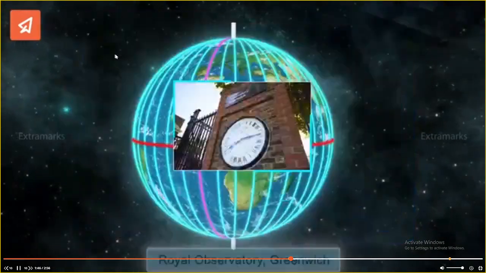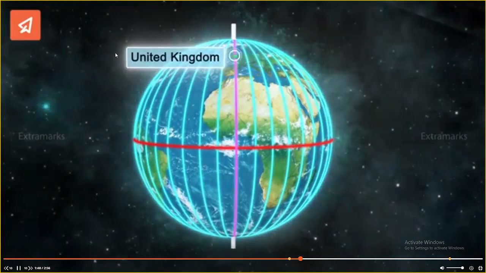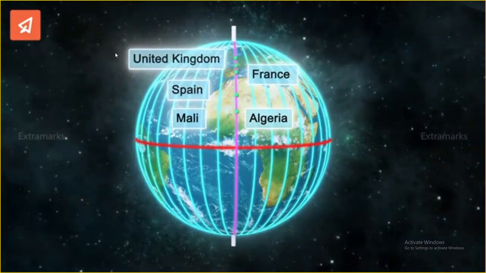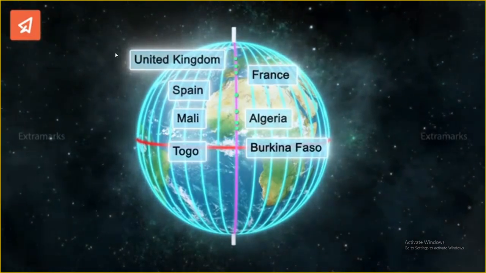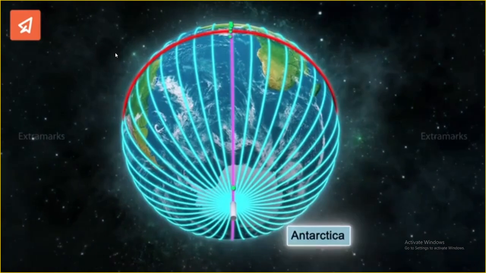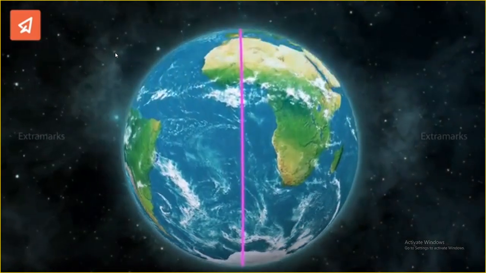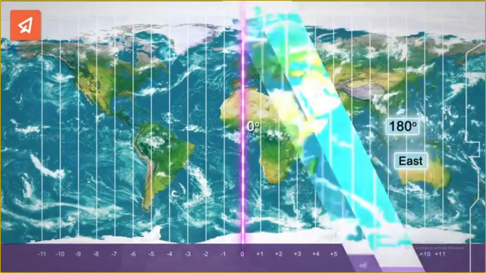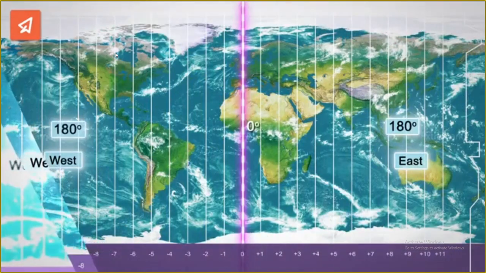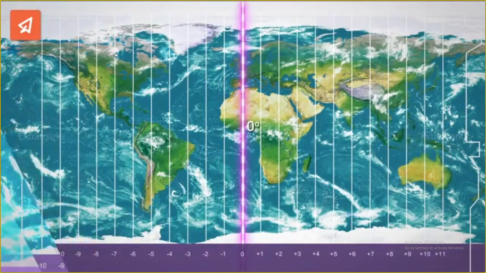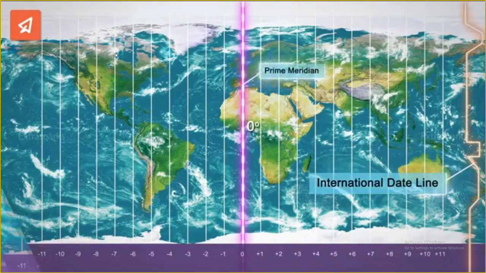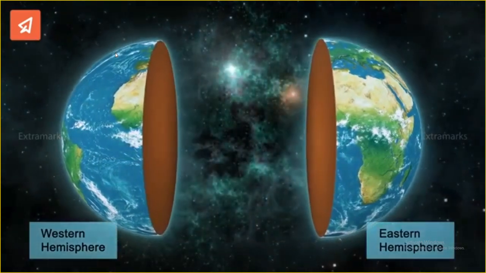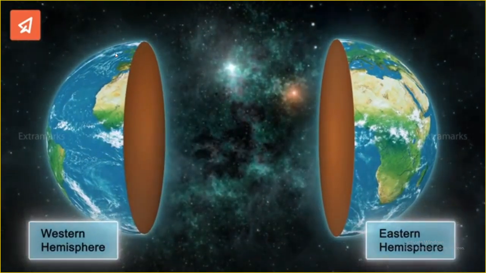Greenwich. The prime meridian passes through the United Kingdom, France, Spain, Algeria, Mali, Burkina Faso, Togo, Ghana, and Antarctica to the South Pole. The prime meridian has a value of 0° longitude. We can count 180° eastwards and 180° westwards from it. Just like the equator, the international dateline and the prime meridian divide the Earth into two halves, named the Eastern Hemisphere and the Western Hemisphere.